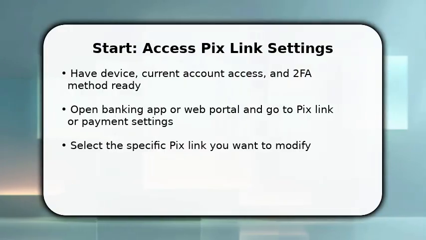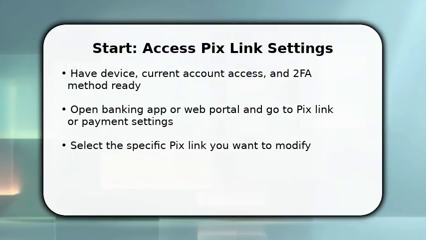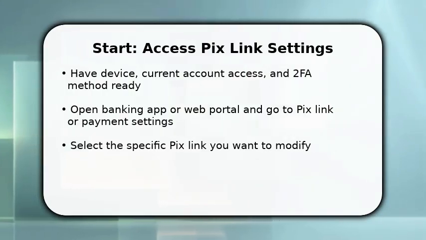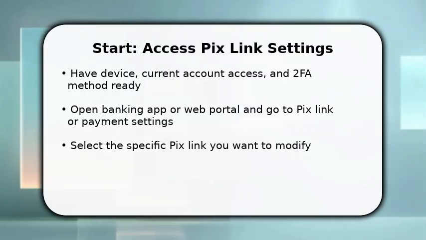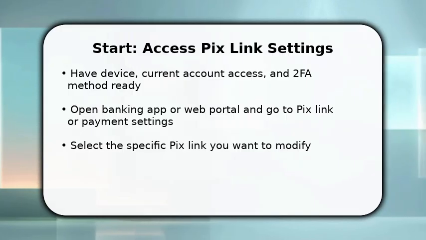You're starting now. Open the banking app or web portal and sign in with your credentials and two-factor method. Once done, navigate straight to the PixLink or payment link section. You don't need extra setup. Make sure you've selected the exact PixLink to change so you don't alter another one.